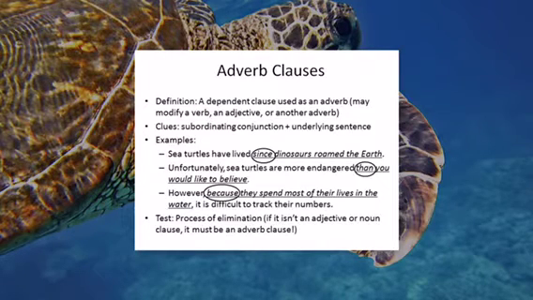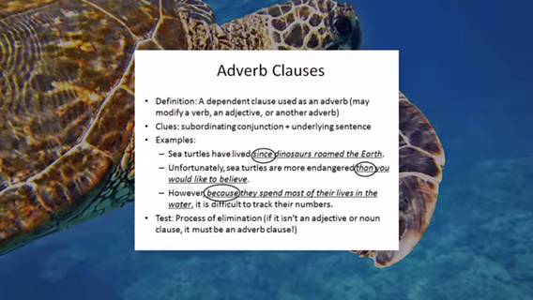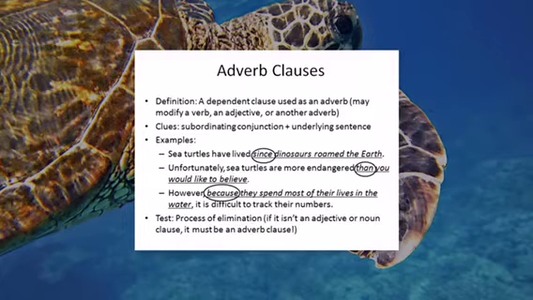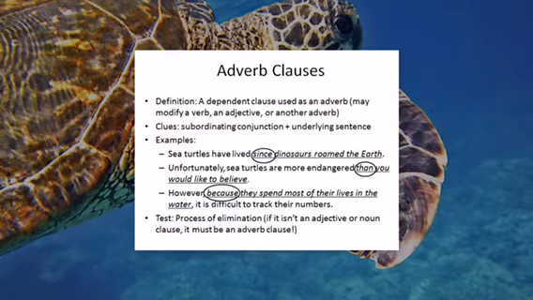Move to the second example. Unfortunately, sea turtles are more endangered than you would like to believe. Look at the word right before the clause, endangered. Is endangered a noun? No, so this cannot be an adjective clause. Now try replacing the clause with a pronoun. We get, unfortunately, sea turtles are more endangered it. That doesn't make sense, so this can't be a noun clause either, which proves that it must be an adverb clause.